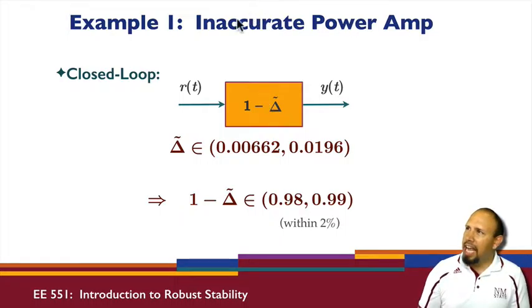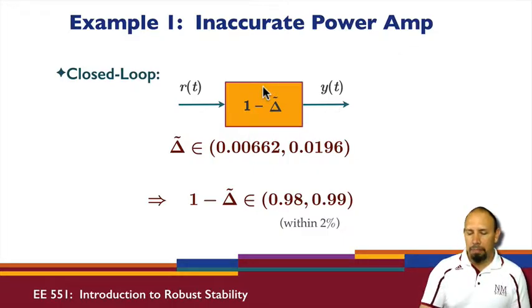So even though we had an inaccurate system, and I call this a power amp because this is the kind of thing that we have. For example, with an old transistor amplifier, the transistors were notoriously uncertain in many ways. But when you apply feedback, then you can actually get a fairly good amplification.